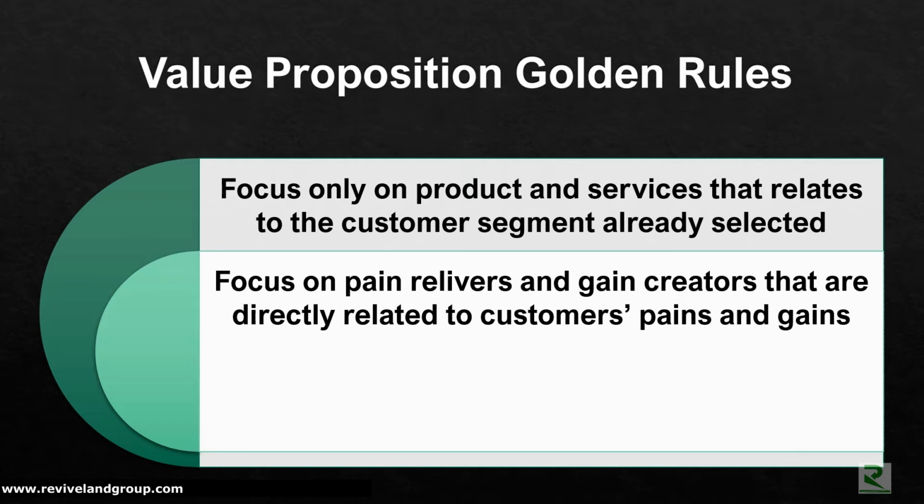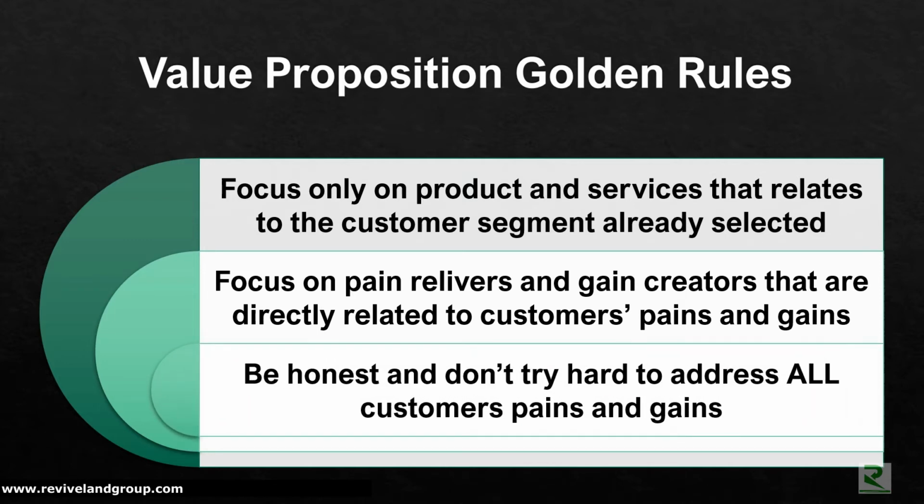The second one is focus on pain relievers and gain creators that directly relate to your customers' pains and gains. And the last one is be honest and don't try hard to address every customer pain and gain. No value proposition does that. So as you can see, all these golden rules are trying to support you and help you bridge that gap and create the fit between your product or services and what customers want.